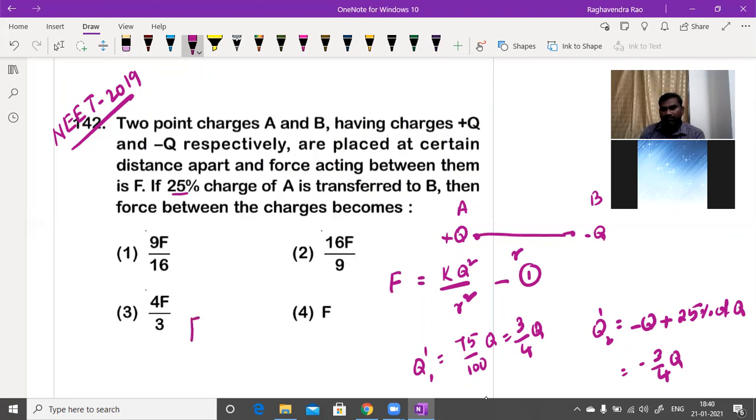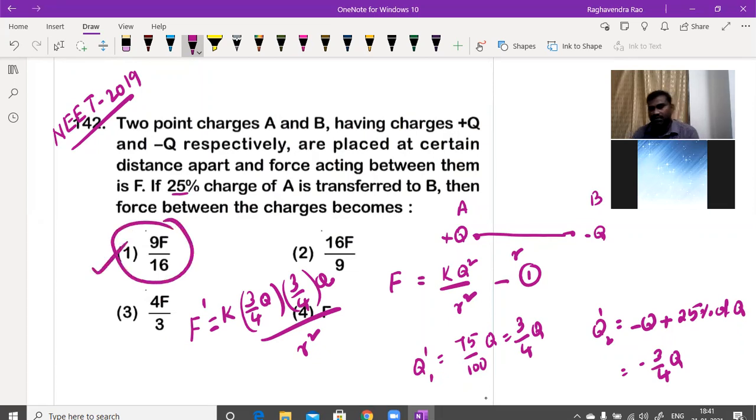Now the net force F dash is equal to, K is common, 3 by 4 Q into 3 by 4 Q by R square, the same distance. So 3 into 3 is 9, 4 into 4 is 16. So 9 K into Q square by R square, and K Q square by R square is nothing but F. That means 9F by 16. This is option 1.